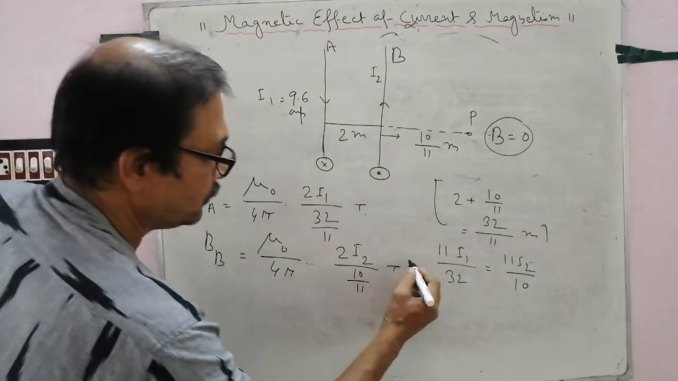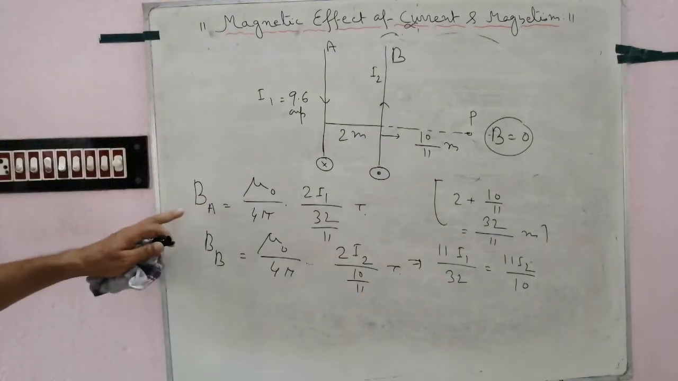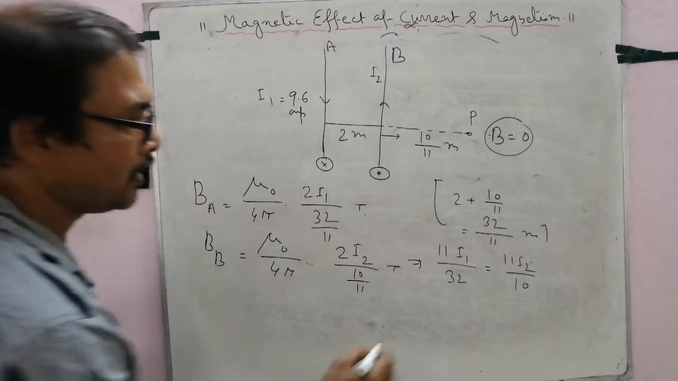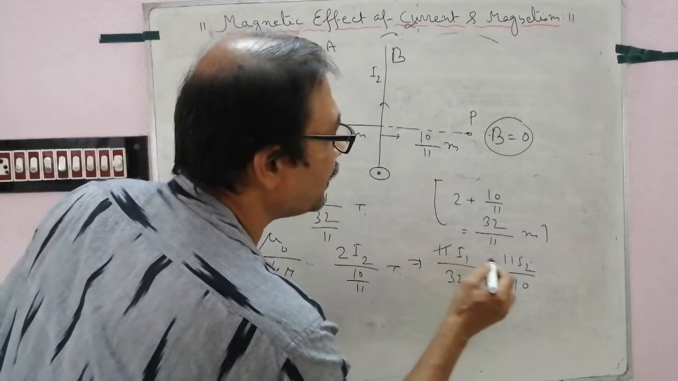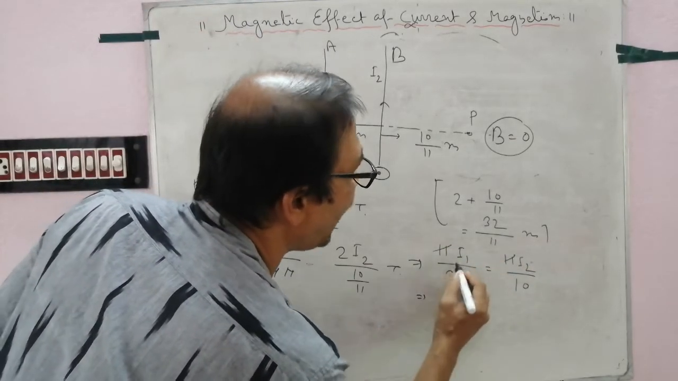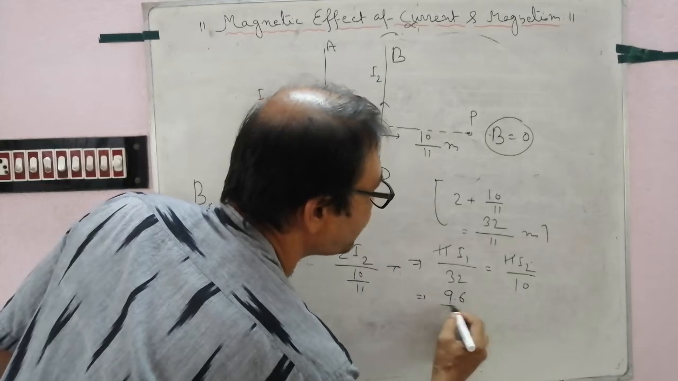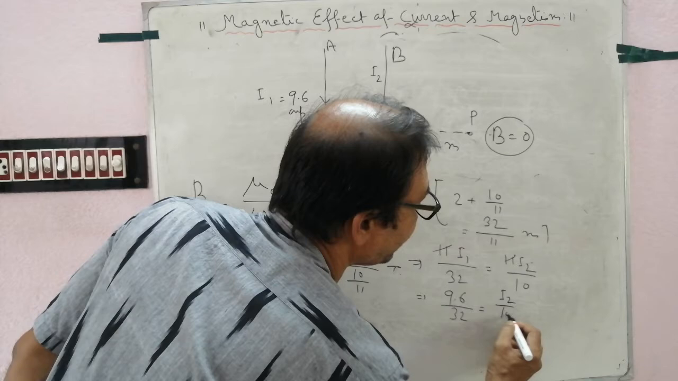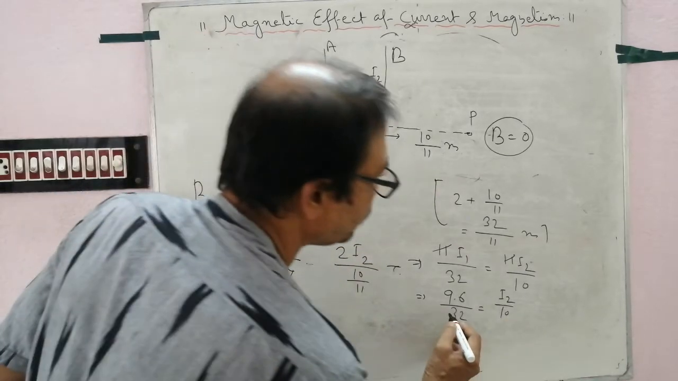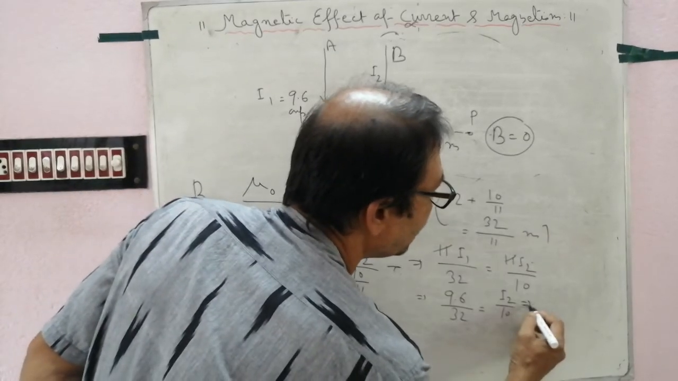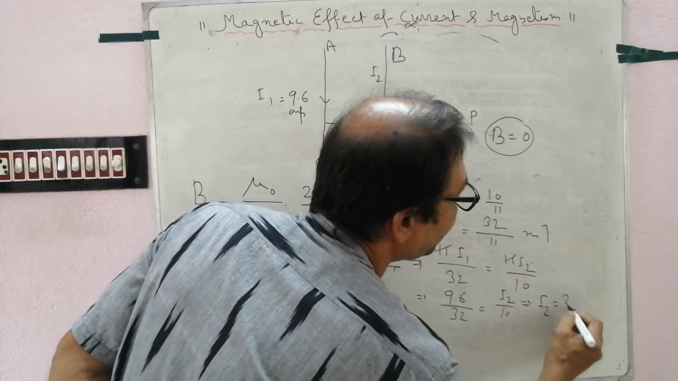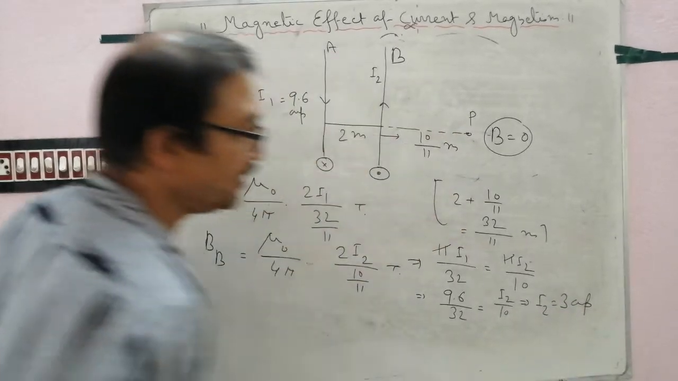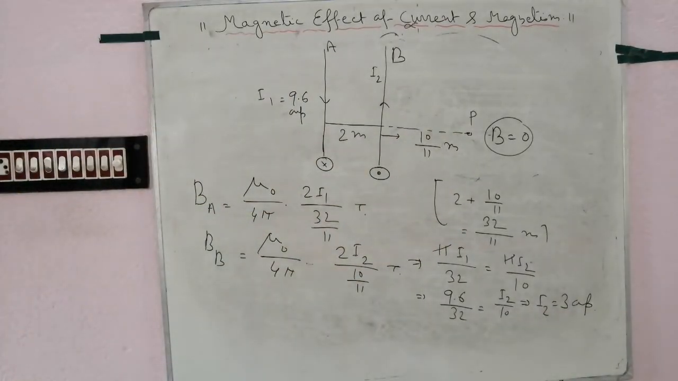Putting B_A equal to B_B, the 11 cancels, value of I1 is 9.6, so 9.6 by 32 equal to I2 by 10, that is I2 equal to 3 ampere. So this is the question: what will be the value of current I2? Very important question.